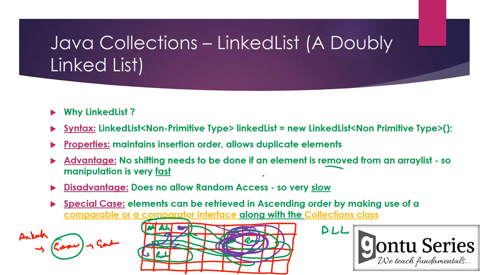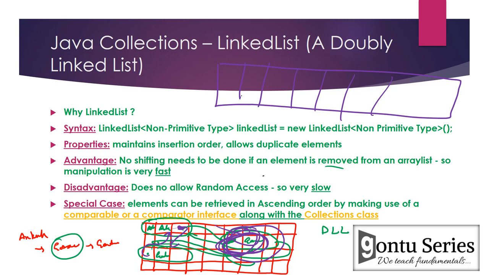Now in order to delete, there's no shifting required, as we found in case of an array. In an array, let's say there are elements, Ankush here, gontu here, and so many other elements. If you have to remove an element, you have to delete it, and then shift all elements present to the right side of the deleted element by one to the left.